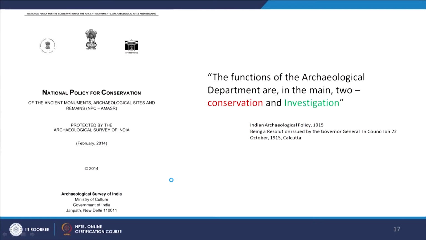In the Indian context, where we talk about the ASI, especially the National Policy for Conservation of the Ancient Monuments, Archaeological Sites and Remains, which is protected by the ASI, Archaeological Survey of India. If one can go through this document, you will see most of the principles and the conservation approaches, and also the other aspects related to these heritage sites. Functionally, the ASI talks about the functions of the archaeological department, which are two: one is conservation and the other is investigation.